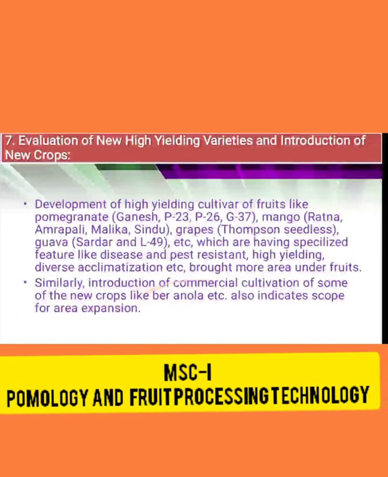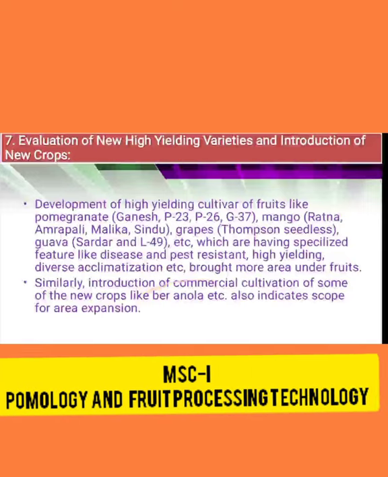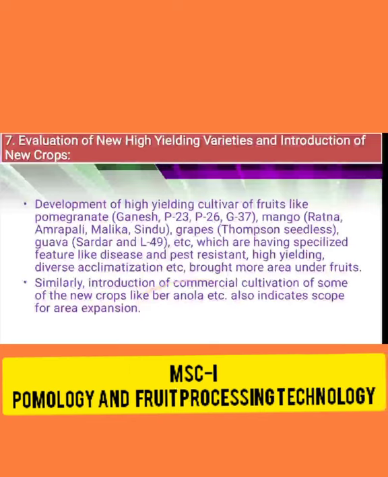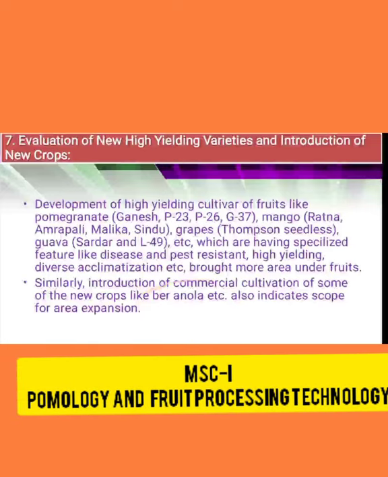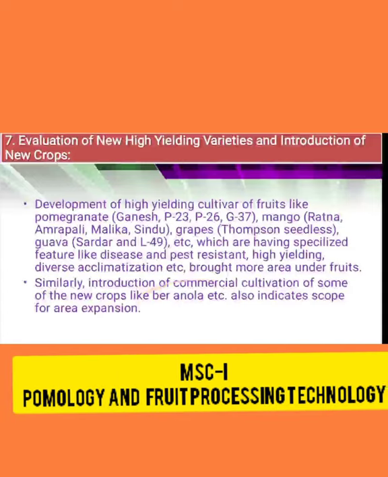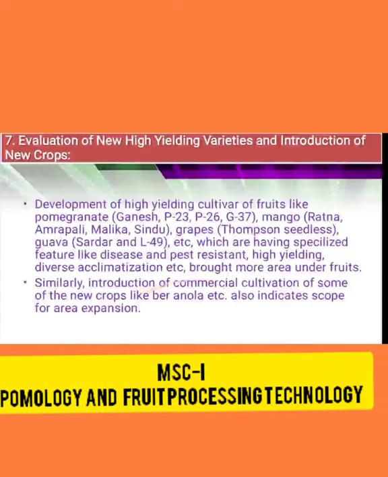Similarly, introduction of commercial cultivation of some new crops like Annona indicates the scope for area expansion. Like other varieties such as Annona, due to which we can think about fruit cultivation and increase fruit production.